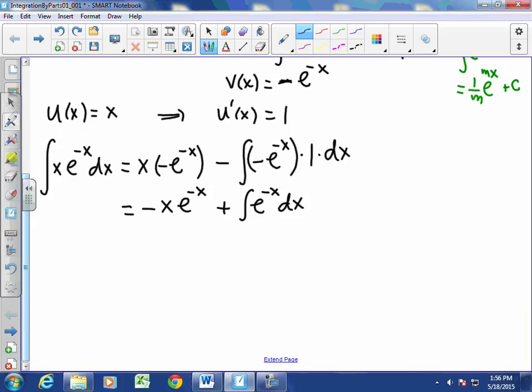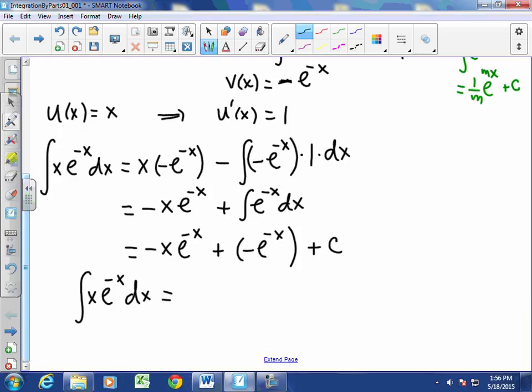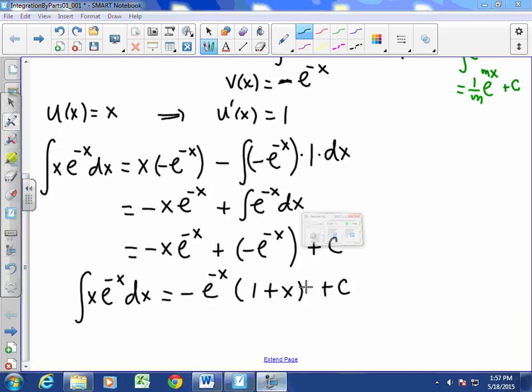And what is the integral of e to the negative x dx? We saw that it is negative e to the negative x. So this gives us negative x e to the negative x plus negative e to the negative x. And then at this point, we need the constant term. So finally, the integral of x e to the negative x dx is negative e to the negative x times (1 plus x) plus a constant. If we factor out e to the negative x, we obtain that. And that concludes the evaluation of the given integral.